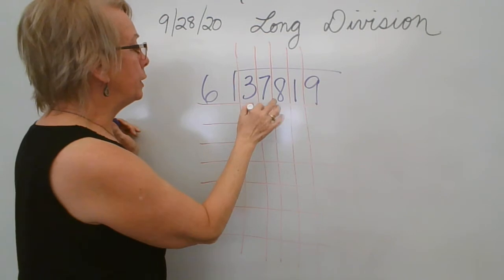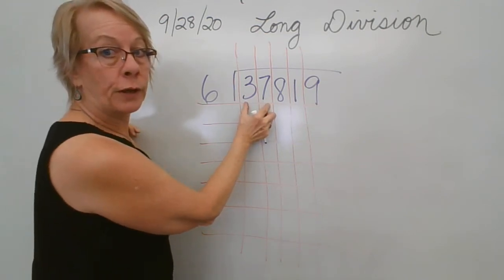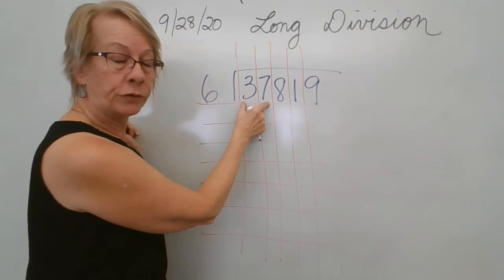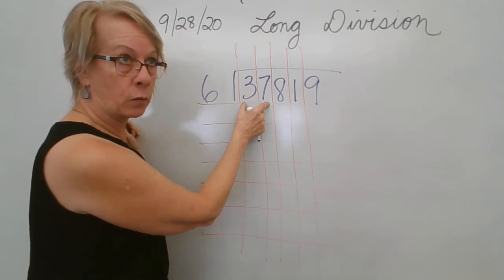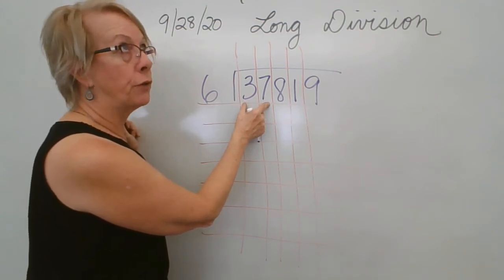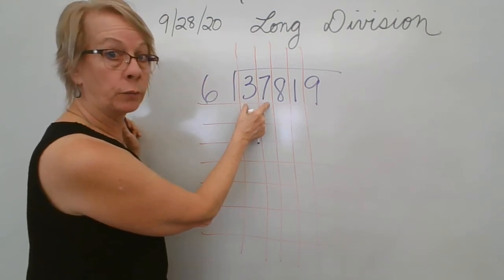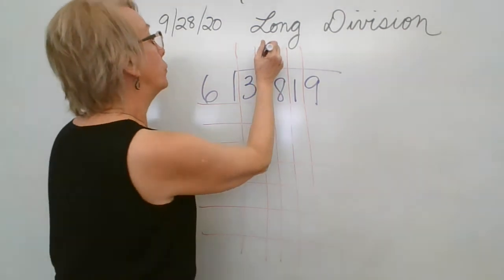How many groups of 6 go into 37? Excuse me, how many 6s in 37? Go through your 6s until you get as close as you can without going past it. 6 times 5 is 30, not big enough. 6 times 6, 36. Oh, that's really close. I don't think we can go any further. So I put the 6 up here.